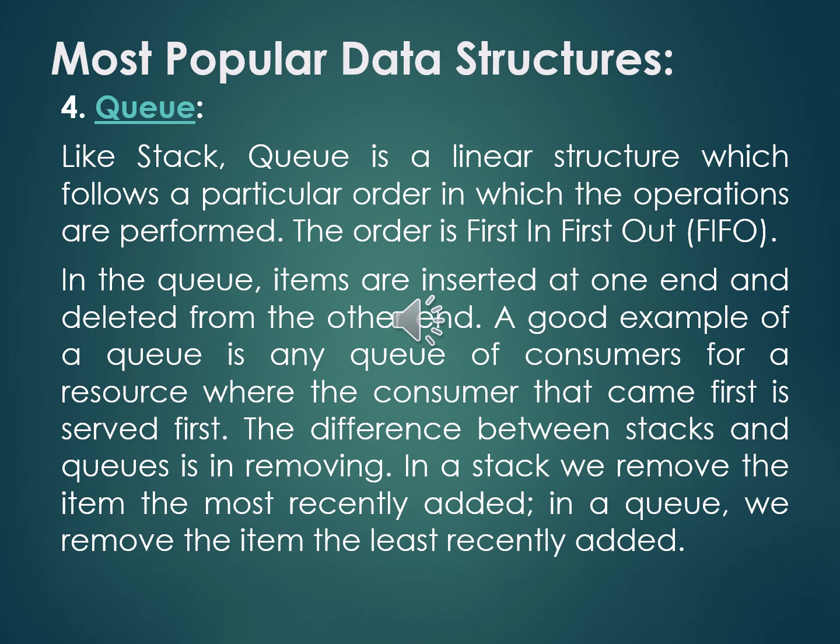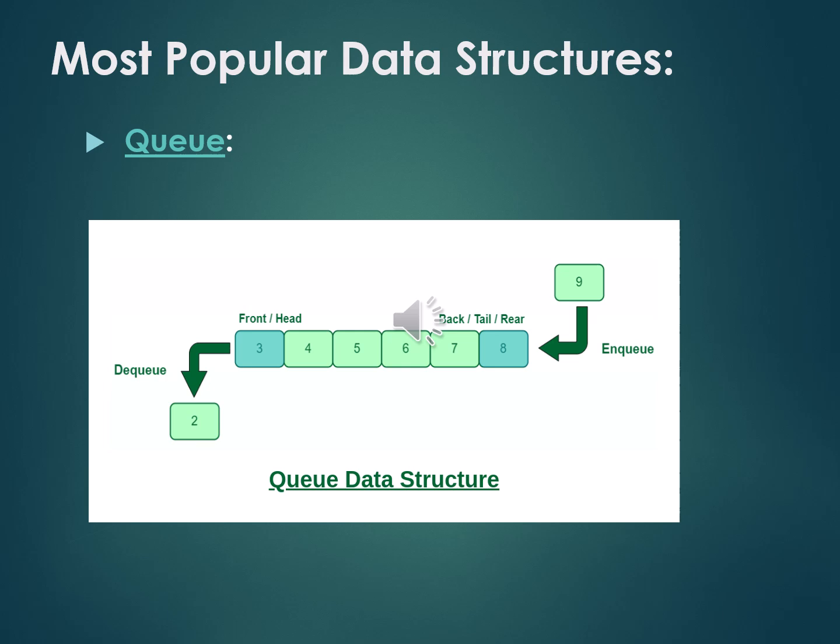The key difference between stacks and queues lies in removal. In a stack, the most recently added item is removed first, whereas in a queue, the least recently added item is removed first. This diagram illustrates how a queue works.